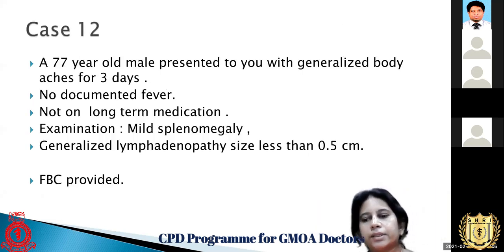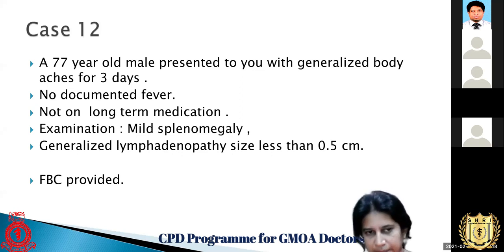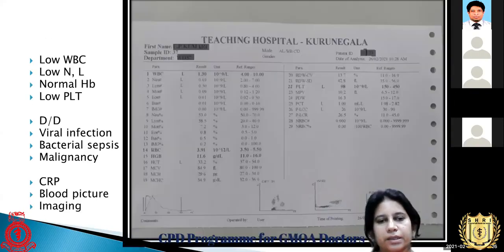Okay, case number 12. A 77-year-old male presented to you with generalized body aches for 3 days, no documented fever, not on long-term medication. On examination, mild splenomegaly, generalized lymphadenopathy but not significant, less than 0.5 centimeter. And you are provided with the full blood count.